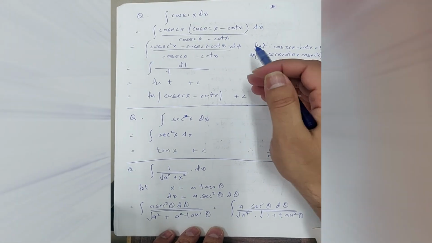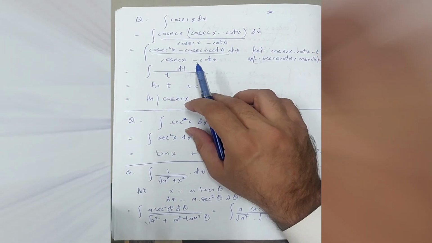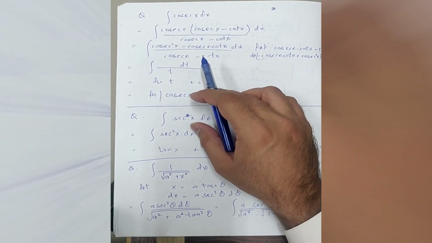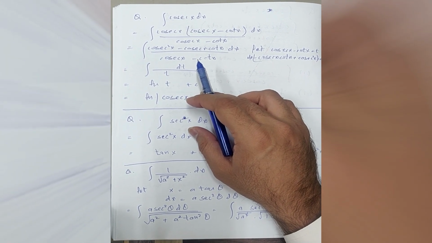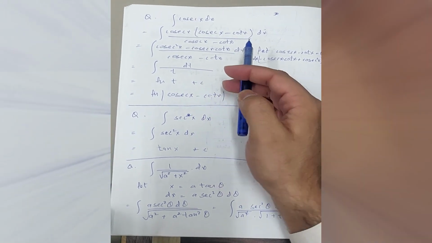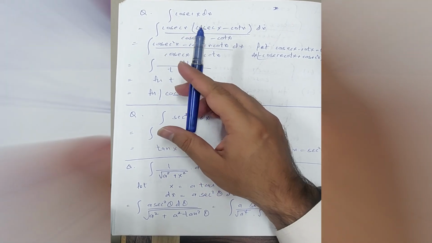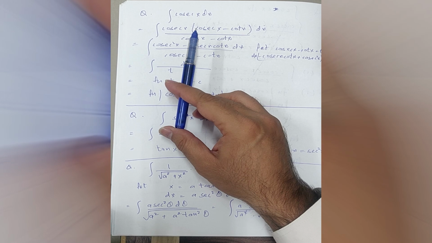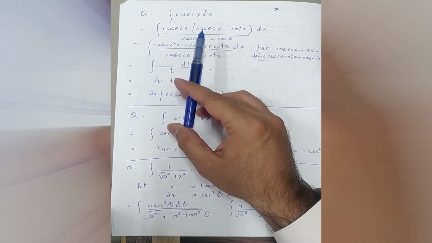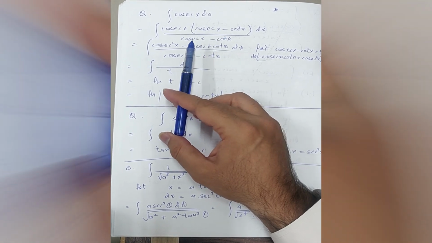Hello friends, today we will practice some more integration so we can improve our integration skills. The first integral is the integral of cosecant x dx. To find it, we multiply and divide by cosecant x minus cot x.